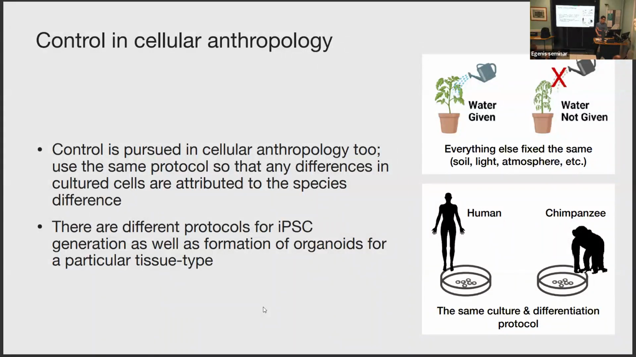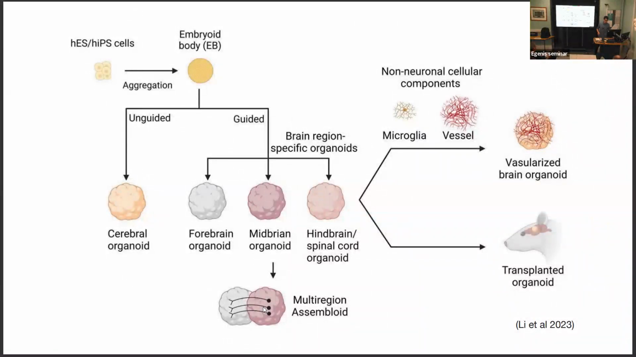Now, there are different protocols for iPS cell generation, as well as formation of organoids for a particular tissue type. This is just an example, and even this is a very simplified picture. From embryonic stem cells or iPS cells, there are different steps to take to generate brain organoids, and each arrow in this diagram involves many procedures. What I want to say is that there are variations of protocols. Even if you focus on protocols for generating a specific organoid type, like brain organoids, there are multiple protocols.